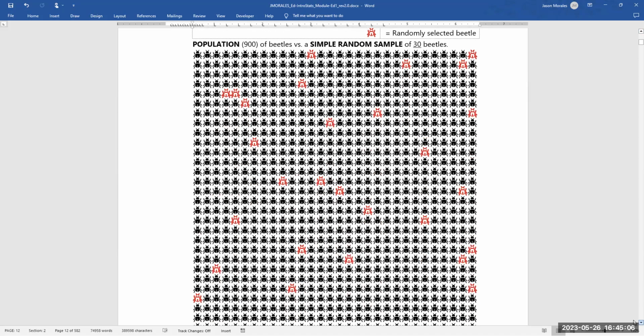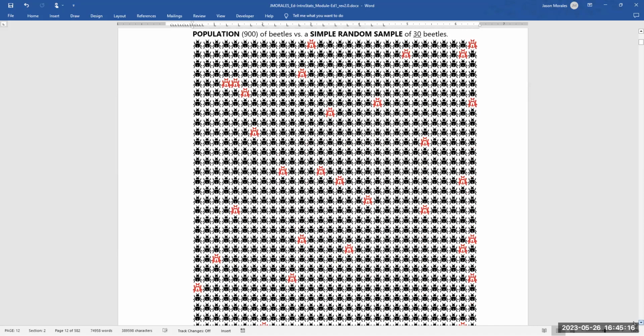So here is a graphic where the red beetles are randomly selected sample beetles. I can't fit all of this on the screen, but literally this is 900 beetles, so this represents our population. And you can see that 30 beetles have been randomly selected from within this population of 900. So this shows an example of what we mean when we talk about a sample, which is representative of a larger population.